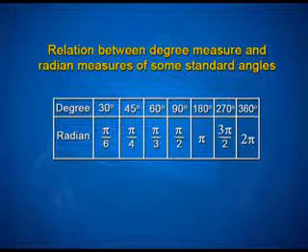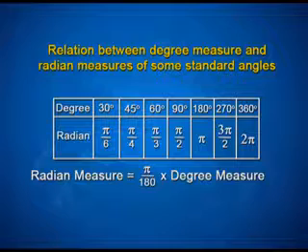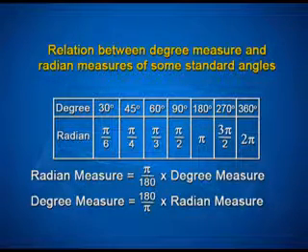30 degrees can be written as pi upon 6, 45 degrees as pi upon 4, 60 degrees as pi upon 3, 90 degrees as pi by 2, 180 degrees as pi, 270 degrees as 3 pi upon 2 and 360 degrees as 2 pi. Thus, radian measure is pi upon 180 into degree measure, and degree measure is 180 upon pi into radian measure.